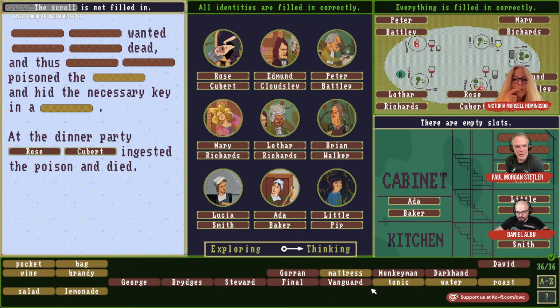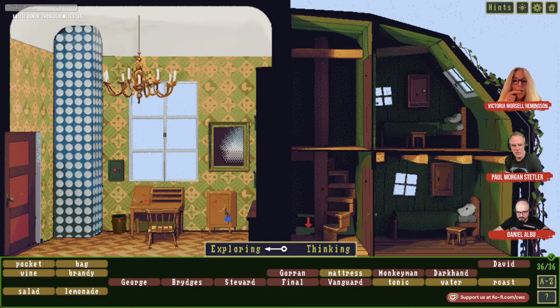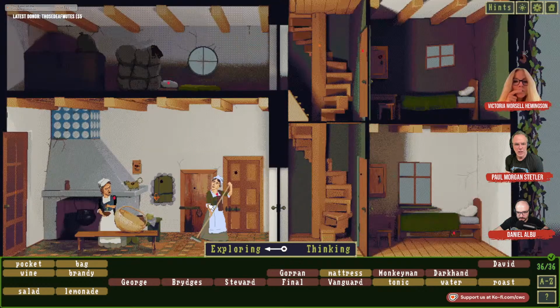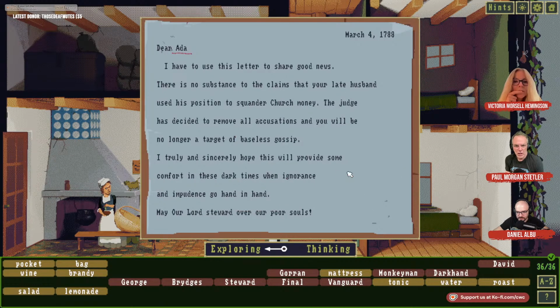And I think Brian Walker would be the one tending the. Well, would Peter Batley be the guest staying there? Wait, no. Peter Batley's one of those people, I think. Wait, go back to the names we put in. So we've got Little Pip, we've got Lucia Smith, the fifth one, we got Ada Baker.